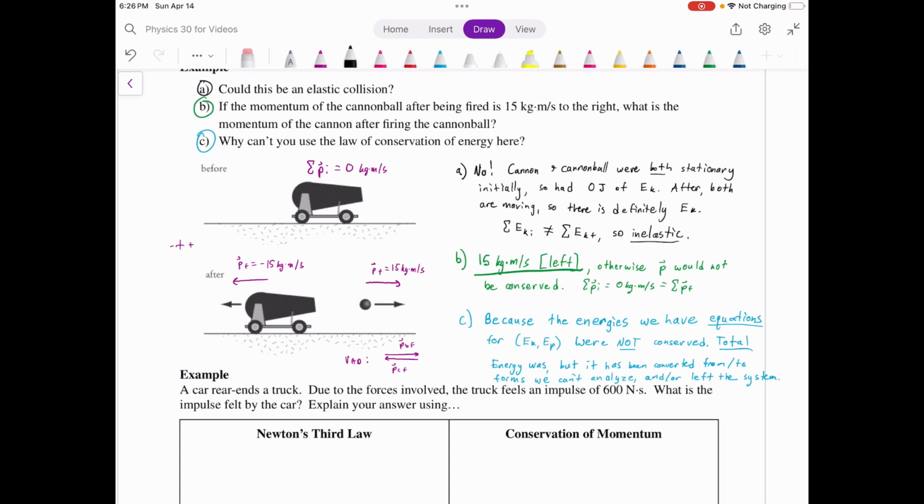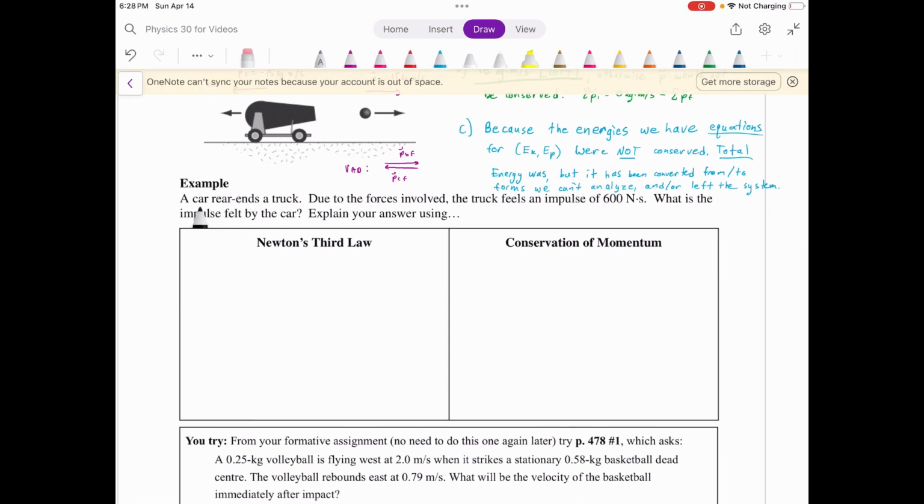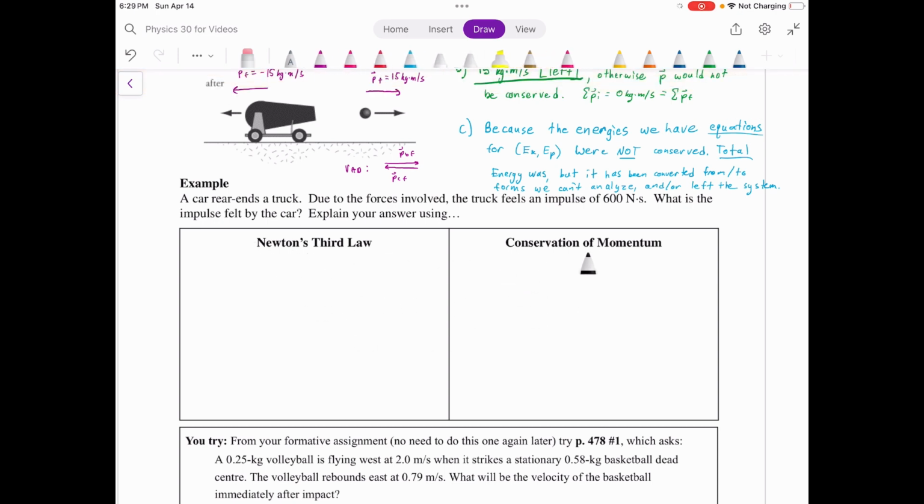Okay? All right. So in this one, a car rear ends a truck. Due to the forces involved, the truck feels an impulse of 600 newton seconds. What is the impulse felt by the car? Explain your answer using Newton's third law and conservation of momentum, which we know are two very closely related ideas. In fact, this leads to this, okay? But let's try and do it both ways.